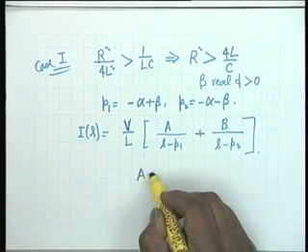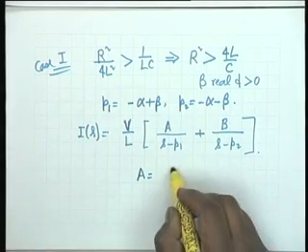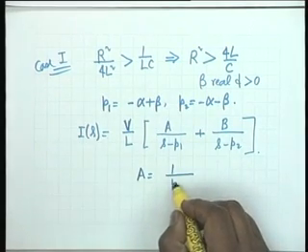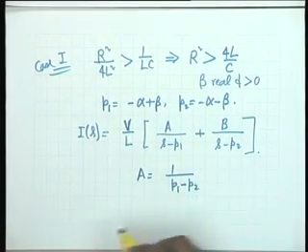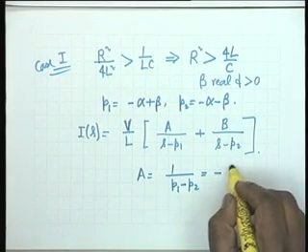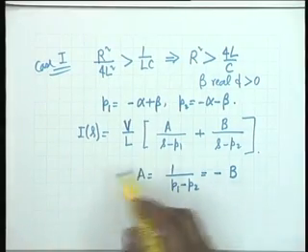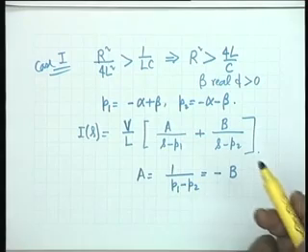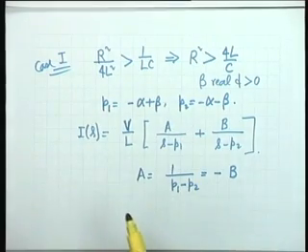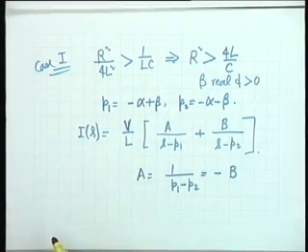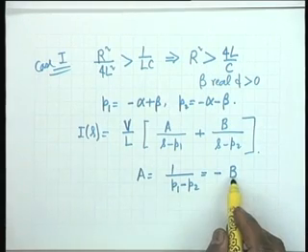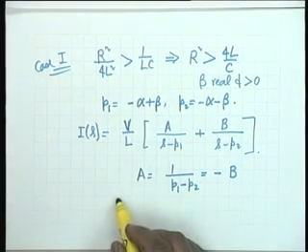What is capital A? Capital A is 1 over P1 minus P2, and this would be equal to minus B. Agree? That is very simple to see. How do you find capital A? You multiply this by S minus P1 and put S equal to P1. That is how you get 1 by P1 minus P2. And B would be exactly the negative of that.